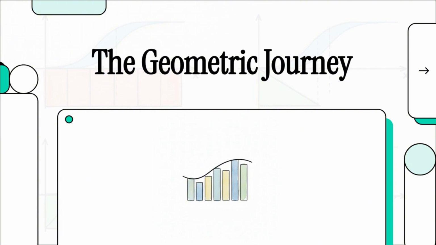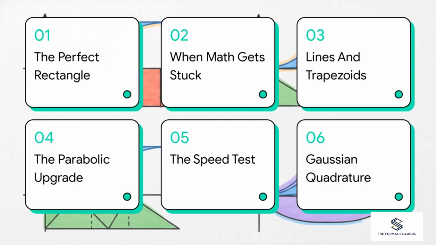We are going to see exactly how computer algorithms use surprisingly simple visual shapes to crack the code of numerical integration. Here's our roadmap for the explainer today. We'll start with number 1, the theory of the perfect rectangle, see what happens when math gets stuck, and then trace the computer's actual upgrade path, from basic lines and trapezoids right up to a massive parabolic upgrade, a real-world speed test, and finally, the boss-level optimization known as Gaussian quadrature.